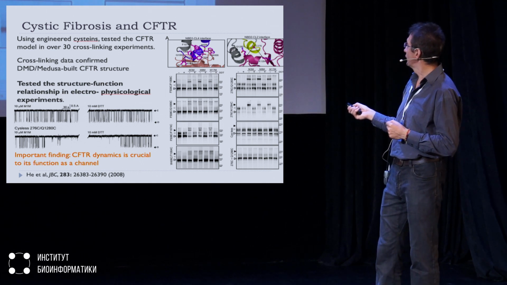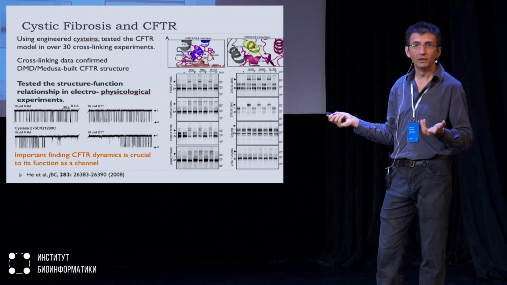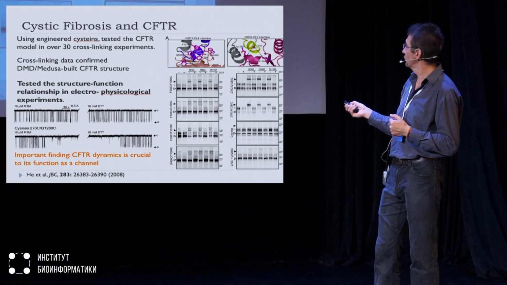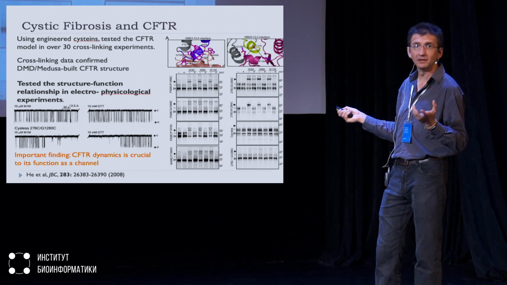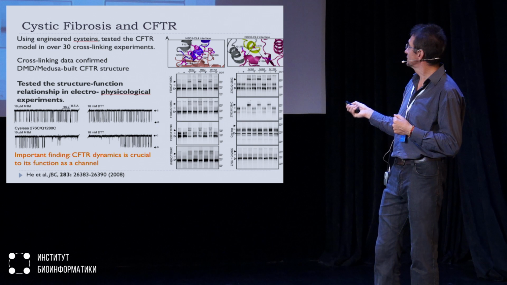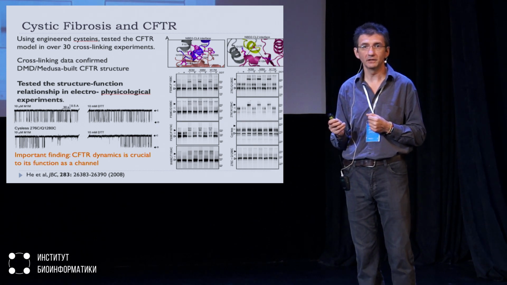So you see, in all 30 cases, you will see this band here. The plus, you probably don't see this plus, but plus means DTT, something that removes the cross-link. And when you remove the cross-link, there is no band. When you remove that DTT, this reducing agent, you'll see the cross-link. And it works like a charm with all these 30 different experiments.